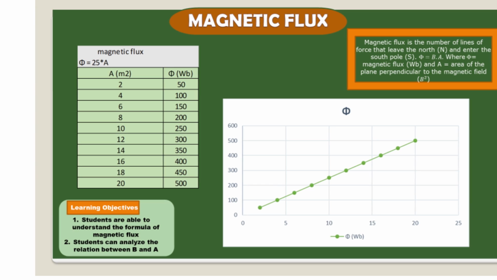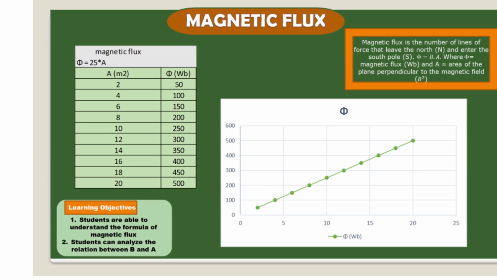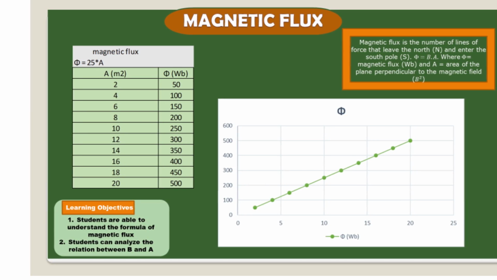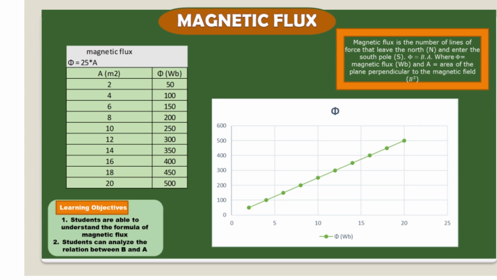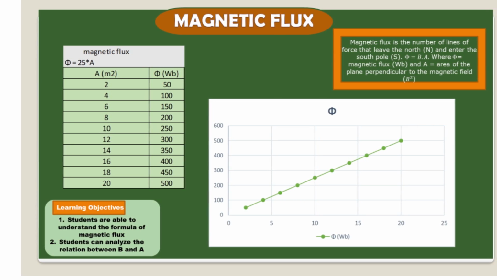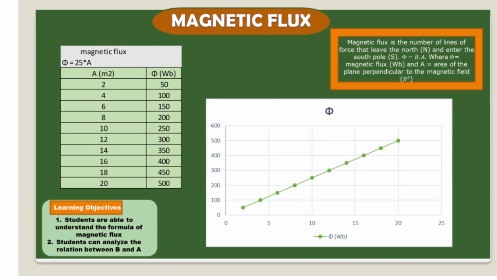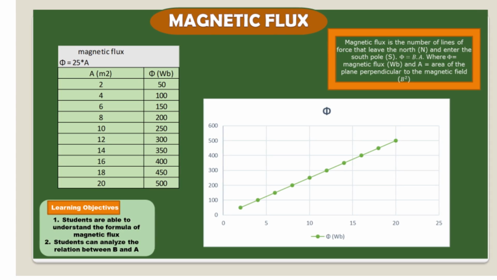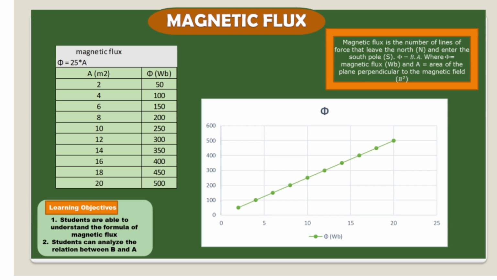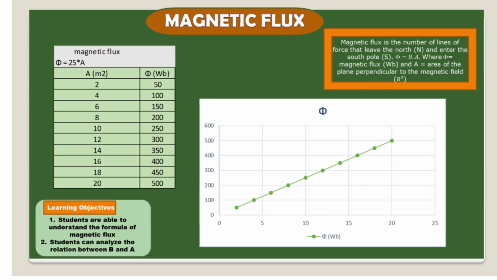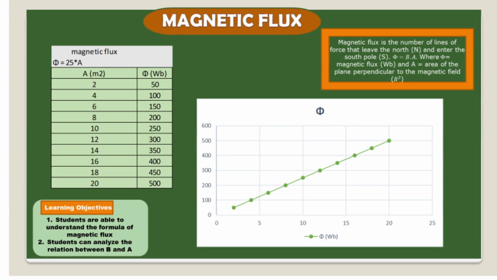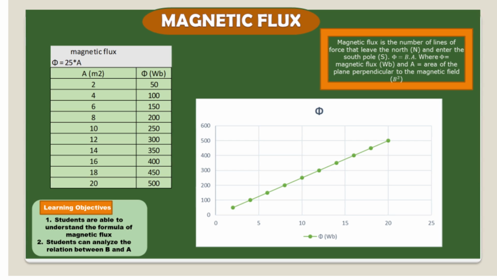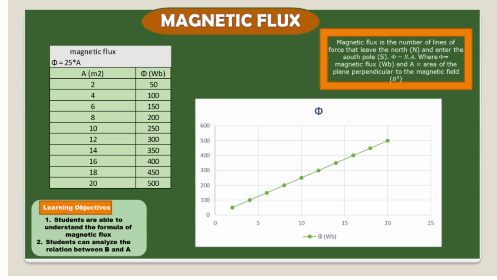Therefore, we can get the result of magnetic flux. For 2 square meters, the magnetic flux value is 50 Weber. For 4 square meters, the magnetic flux value is 100 Weber, and so on. And we can look at the graph. The horizontal line, or x-axis, shows the cross-sectional area, while the vertical line, or y-axis, shows the value of magnetic flux. So it can be concluded from the graph that this graph is linear, increasing constantly.